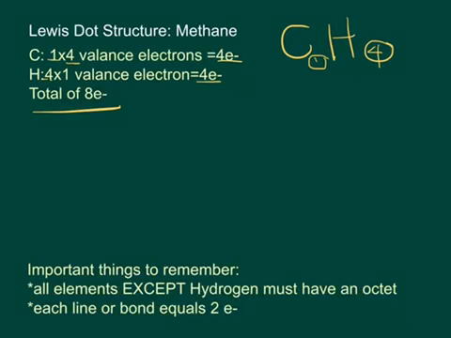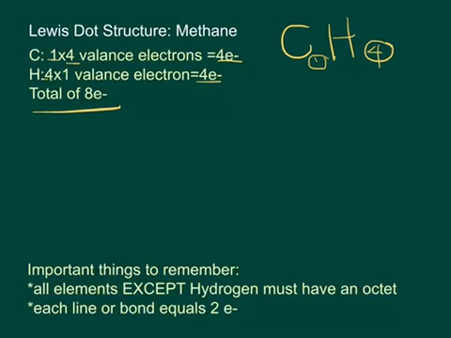Now, a few things we want to remember before drawing this structure is that all elements, except for hydrogen, must have an octet, meaning they need to have 8 electrons. And then hydrogen is always a duet, so it should always have 2. The second thing to remember is each line or bond equals 2 electrons.